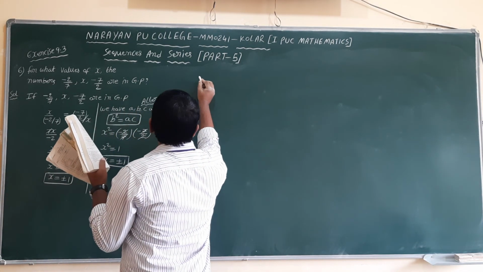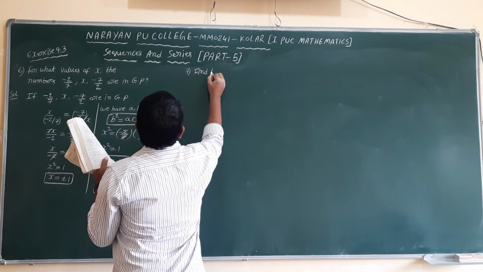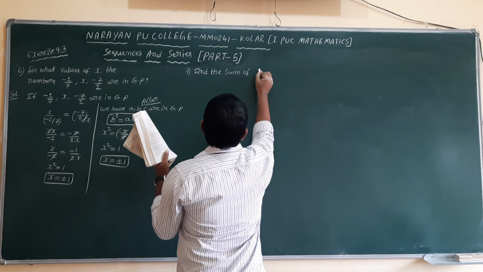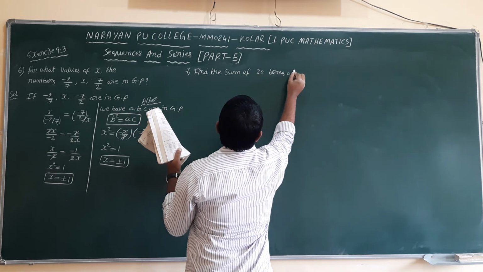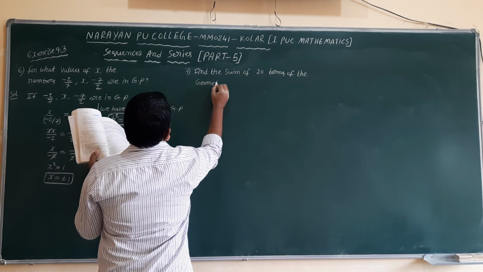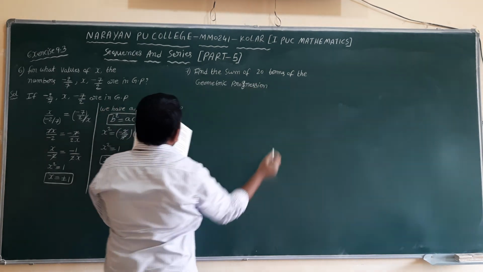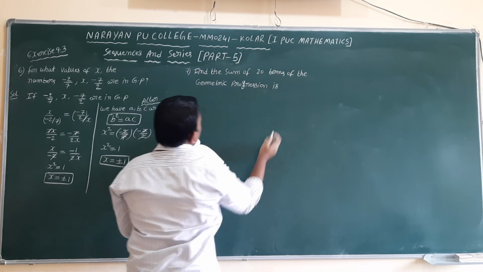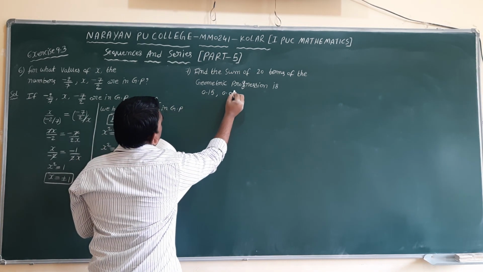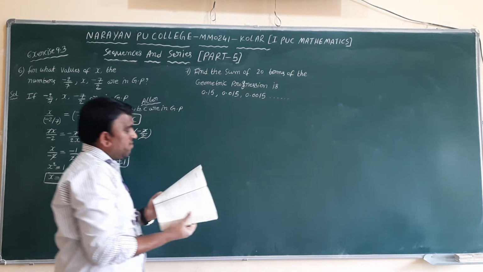So next one, 7th question. Find the sum of twenty terms of the geometric progression, write that series: 0.15, 0.015, 0.0015 and so on. So S20 we need to find.